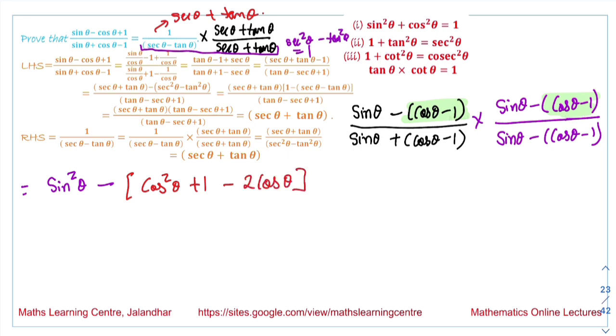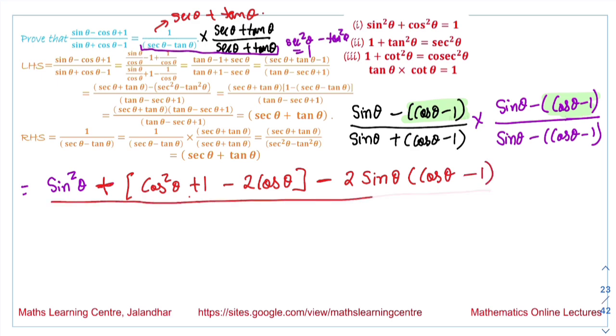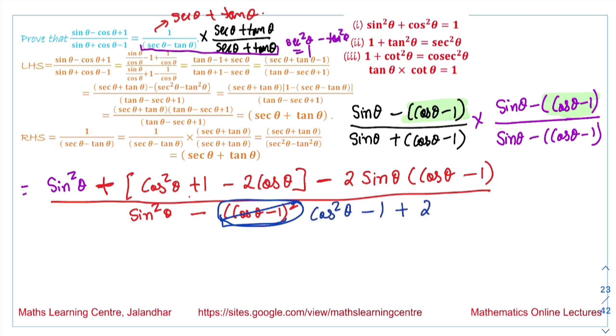Then this is a square plus b square, so there is a plus sign over here, and then it is minus 2 times sin theta into cos theta minus 1, upon sin square theta minus cos theta minus 1 whole square. Now if we solve this whole term, in place of this we get minus cos square theta minus 1 plus 2 times cos theta.